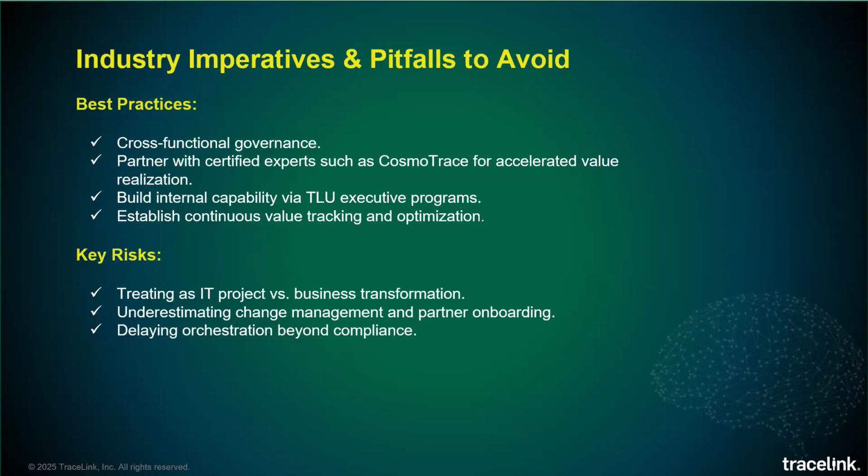Then comes establishing continuous value tracking and optimization. Regular monitoring is key, by defining clear KPIs for compliance, improving onboarding speed, and reducing the exception rates. And that all boils down to improving your operational efficiency, right? You can definitely leverage TraceLink solutions like SPI, POET to have this continuous value tracking and optimization.